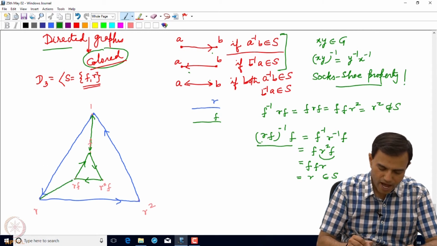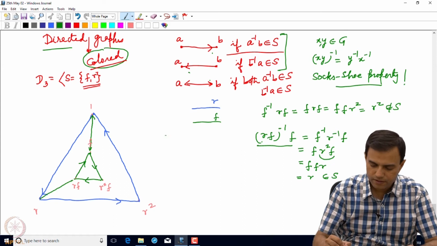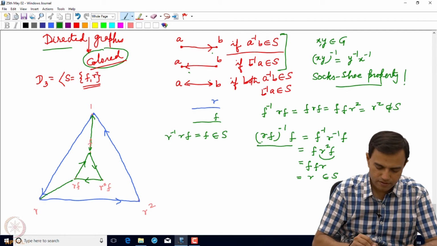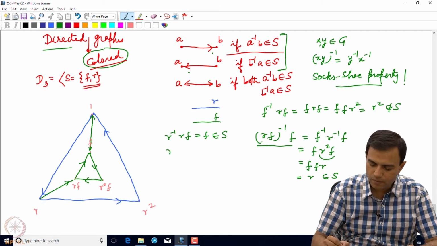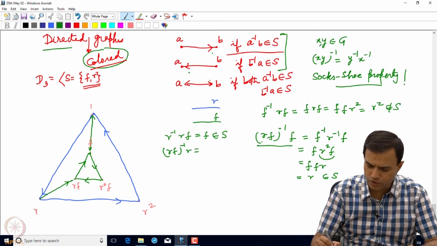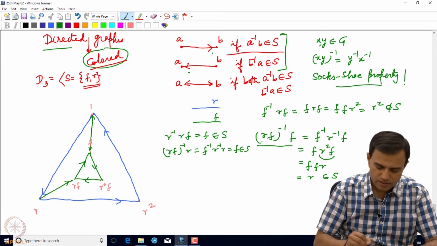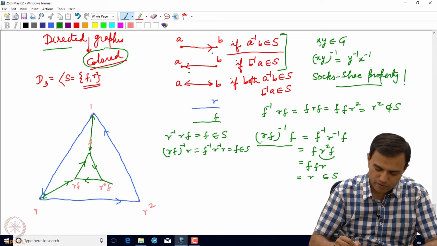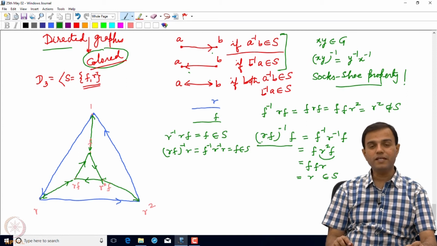And here RF and R. So I have R inverse RF, which is F, which belongs to S, right? So from R to RF, I will put the direction like this. What about RF inverse R? I use the socks shoe property. So this is F inverse R inverse R, which is F, which again belongs to S. So I have both the directions. Similarly, here also I have both the directions. So as far as the directed graph of D3 is concerned, it is this. So this is colored as well as directed.